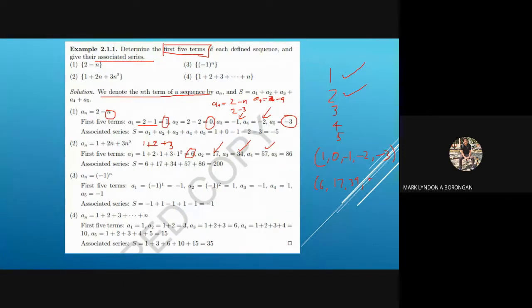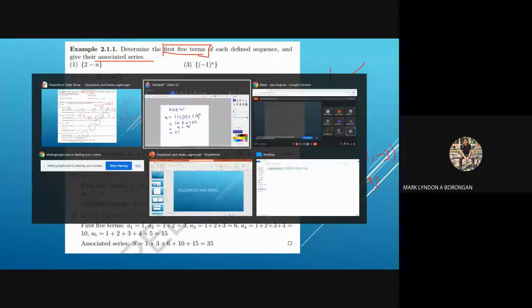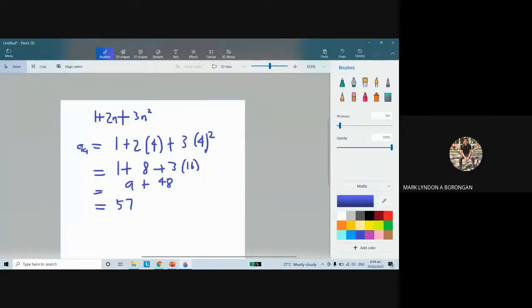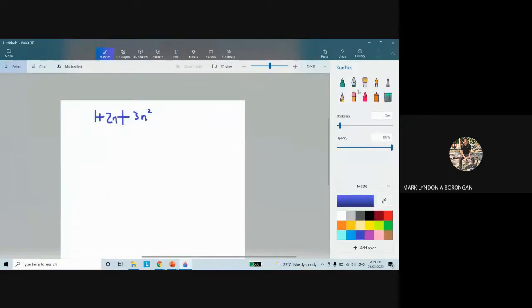Now for the fifth term, for 20 points, who will volunteer to answer the fifth term? Anybody?